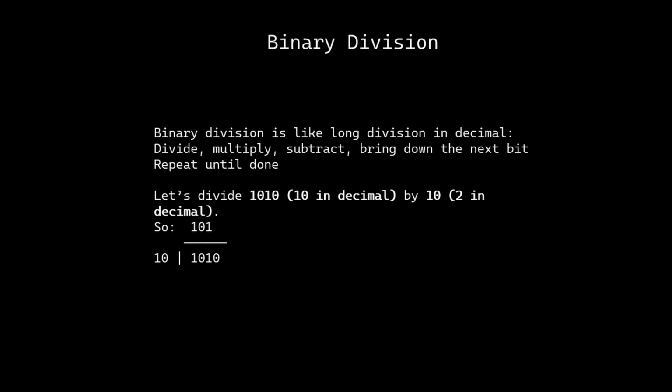Binary division. Binary division is like a long division in decimal. Divide, multiply, subtract and bring down the next bit. Repeat until done. Let's divide 1010, which is 10 in decimal, by 10, which is 2 in decimal. So we should get 5.